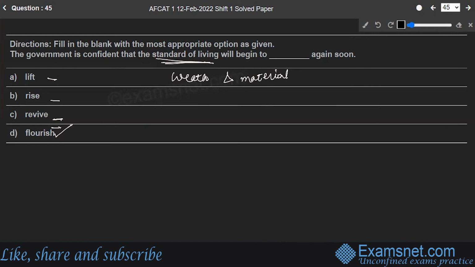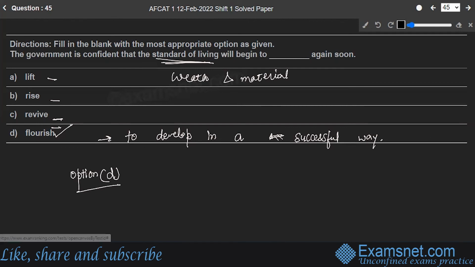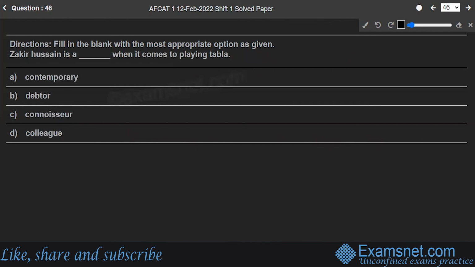The government is confident that the standard of living will begin to flourish again soon. So the word flourish means to develop in a successful way over here. So this is the correct option, option D. Hope this is clear. Let's move to the next question. Question number 46.